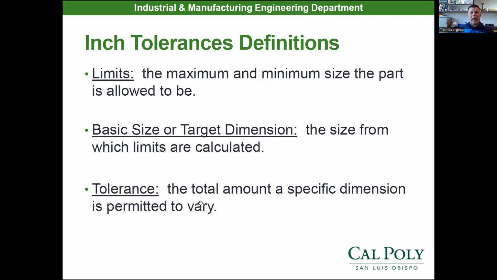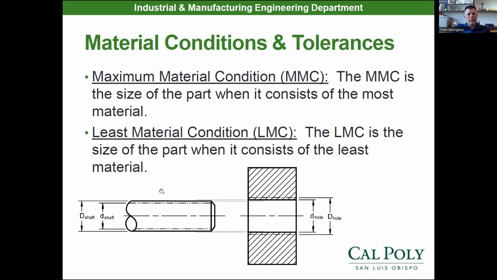Now, we're going to talk about a couple of definitions. Then we're going to take it one step further and learn how to calculate the allowances and clearances between parts. So limits are going to be the maximum and minimum size the part's allowed to be. The basic size are the target dimensions, which you'd make your SolidWorks model to, or your CAD model to. It's the perfect size that you would have. Then the tolerance is the amount that basic size is allowed to vary.